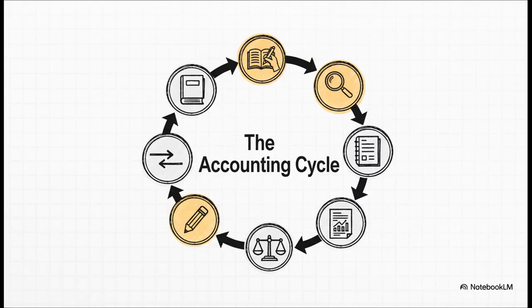Now, all of this recording doesn't just happen randomly. It follows a very clear, repeatable process called the accounting cycle. It's an 8-step journey that takes one single business transaction and carries it all the way through the system until it ends up on the official financial statements. So far today, we've really only scratched the surface of steps 1 and 2.